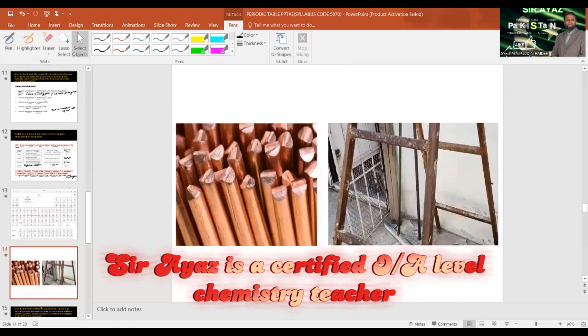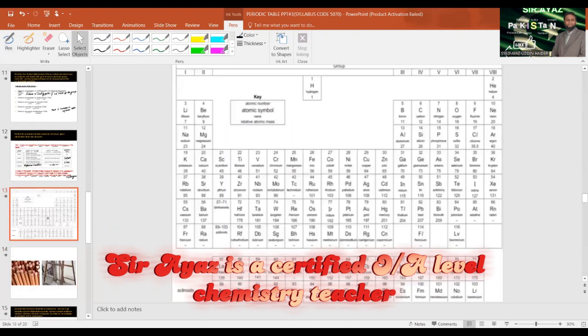Now let's talk about transition metals. Transition metals. Here in the middle, they are between group 2 and group 3. This is group 3 and group 2. So these all are transition metals.